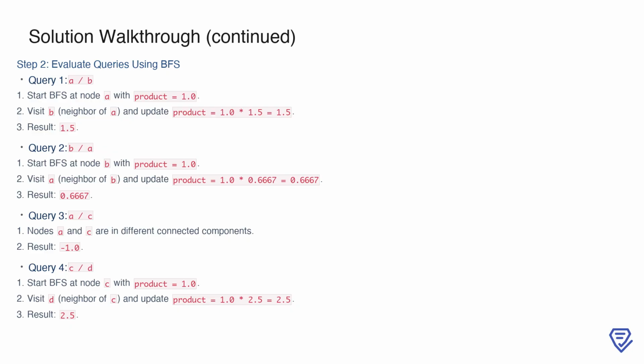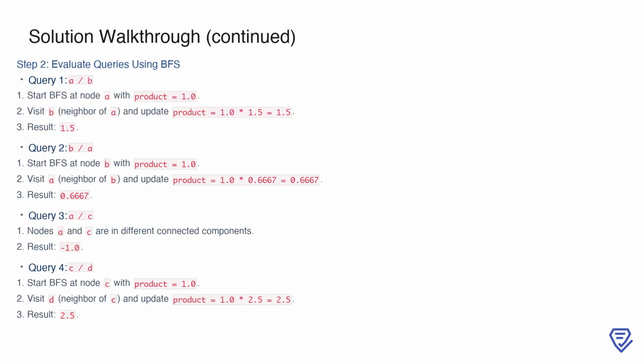For A/B, starting at A with a product of 1.0, we visit B and update the product to 1.5. Thus, the result is 1.5. For B/A, starting at B with a product of 1.0, we move to A and update the product to approximately 0.6667. This gives us the result 0.6667.